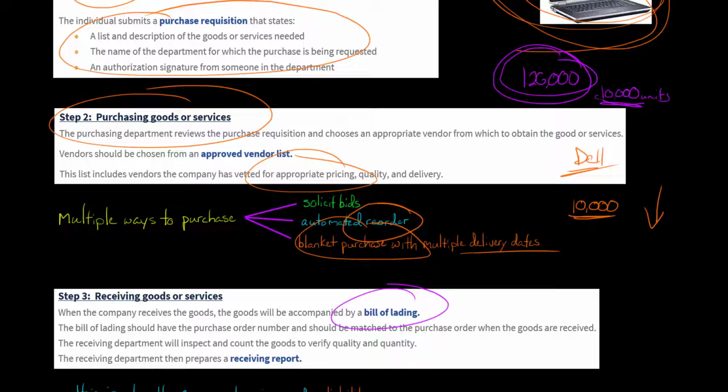So the bill of lading should have the purchase order number. It should be matched to the purchase order. You want to make sure that, if you're on the receiving dock for this company and these goods show up from the vendor, did we actually buy these?